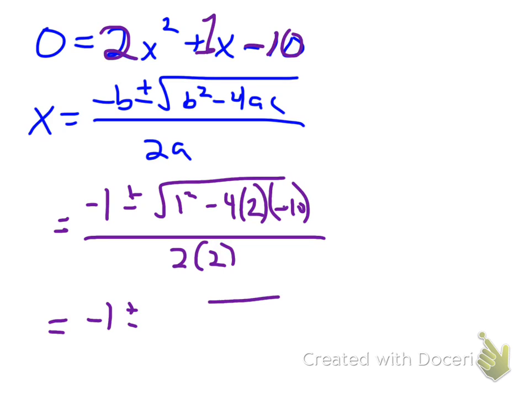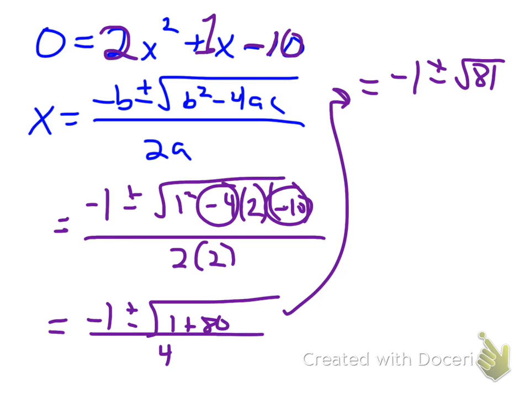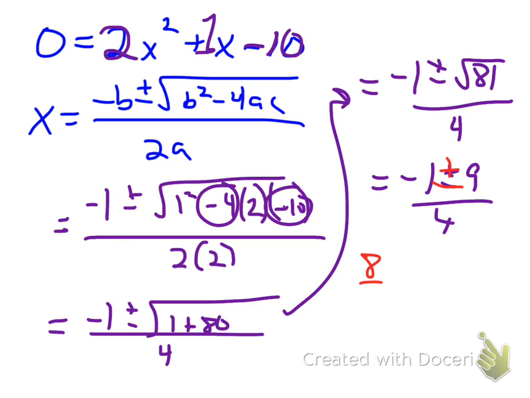So now I have negative 1 plus or minus the square root, and I'm going to simplify underneath the radical. I get 1, and I get a positive 80, because a negative 4 and a negative 10 make a positive, divided by 4. That gives me negative 1 plus or minus the square root of 81, which is a perfect square. So I have negative 1 plus or minus 9 over 4. Now I'm going to break that into two separate problems because of the plus and minus. Negative 1 plus 9 is 8 over 4, or negative 1 minus 9, which is negative 10 over 4. When I simplify both of those, I get my answers of 2 or negative 5 halves, which is the same solution we got before.